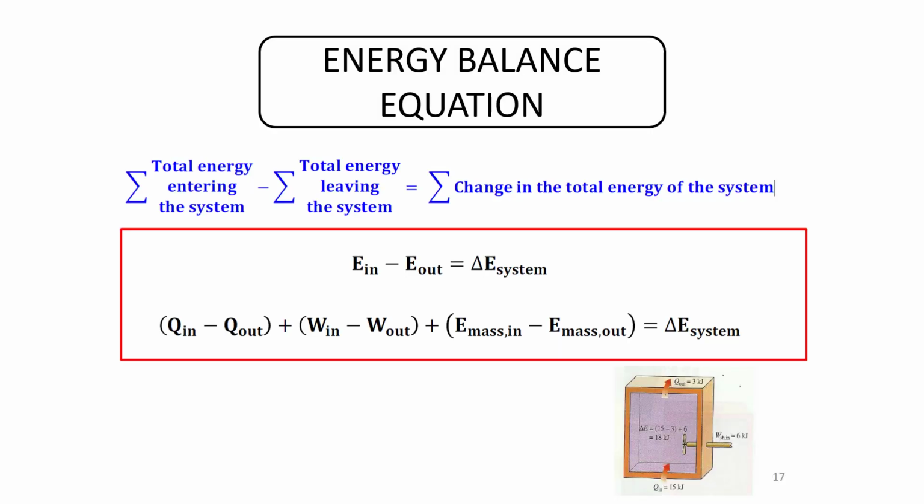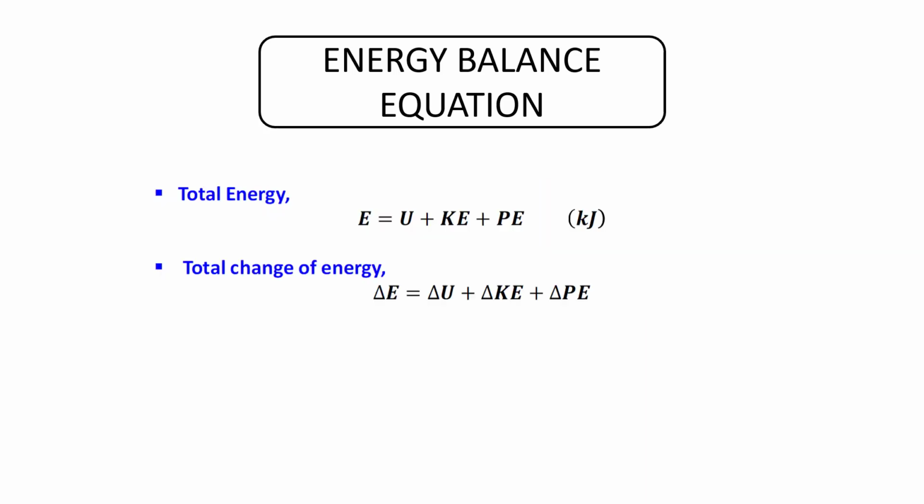Now let's look at energy balance equation. Energy balance equation states that the total energy that comes into the system minus total energy that goes out of the system is equal to the change of energy in the system. Okay, the equation can be write as E in for energy in minus E out for energy out equal to delta E of the system. Energy can comes in the form of heat, which is Q, work, which is W, and fluid energy, which is E mass. The energy in the system can comes in a few types of form, which is internal energy U, kinetic energy KE, and potential energy PE.